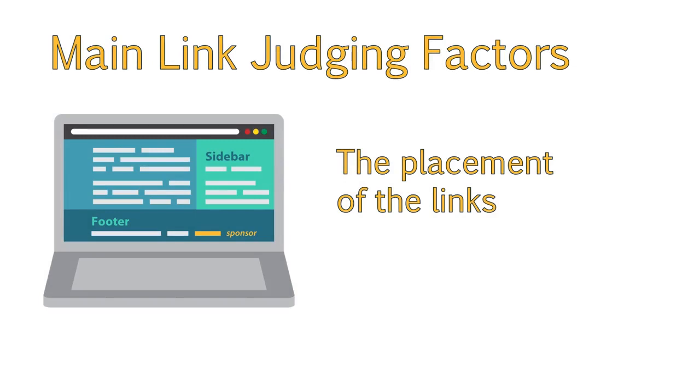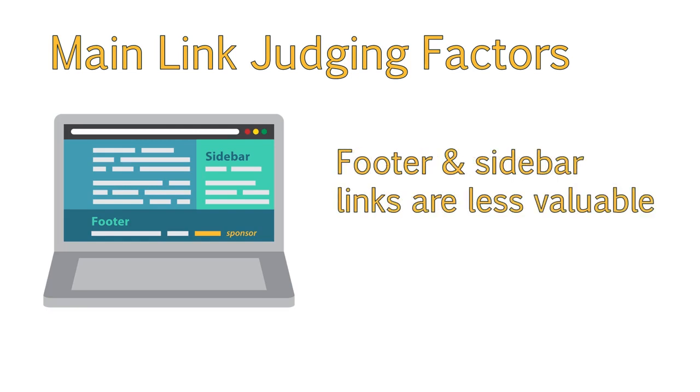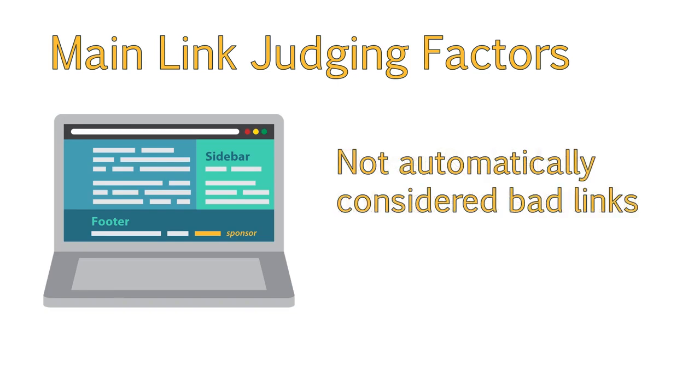Another factor Google looks at is the placement of the link. This refers to where the link is located on the site. For example, links in the footer area or sidebar areas are generally less valuable and are also known as site-wide links, which can sometimes be seen as spammy. It's important to note that these are not automatically considered bad, but there are additional things Google will look at, as many times these types of links can be considered paid links.